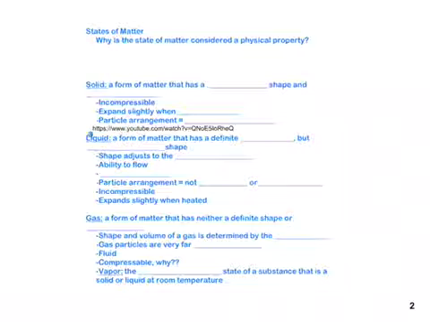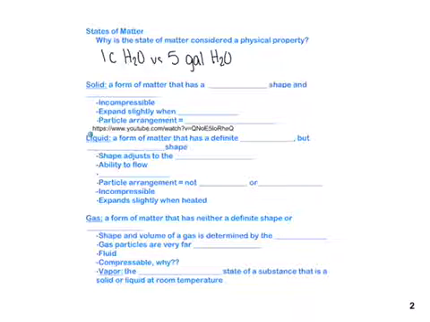So why would the state of matter be considered a physical property? Well, it doesn't matter how much you have. Let's say a cup of water versus 5 gallons of water. The substance still is water, H2O. It doesn't matter how much you have. And so that by definition is a physical property. So when we look at states of matter, we have solids, liquids, and gases.